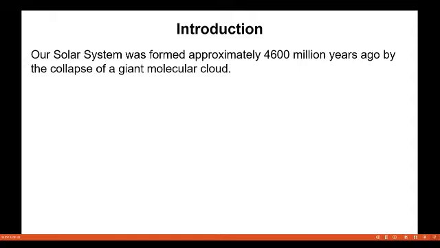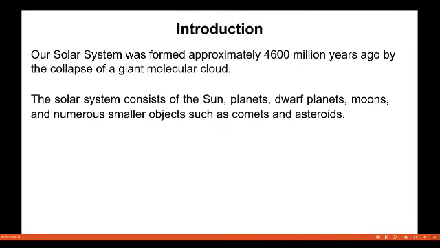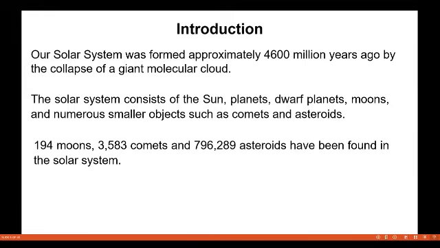Our solar system was formed approximately 4,600 million years ago by a collapse of a giant molecular cloud. The solar system consists of the sun, planets, dwarf planets, moons, and numerous small objects such as comets and asteroids. In our solar system, there are about 194 moons, 3,583 comets, and about 7,96,289 asteroids.